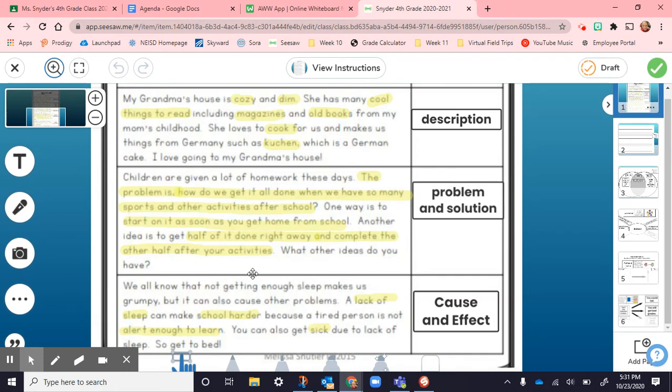We said not getting enough sleep. And then it talks about all these problems that it can cause. So a lack of sleep can make school harder. You're not alert enough to learn. You can get sick. So those were the effects that follow after not getting enough sleep.